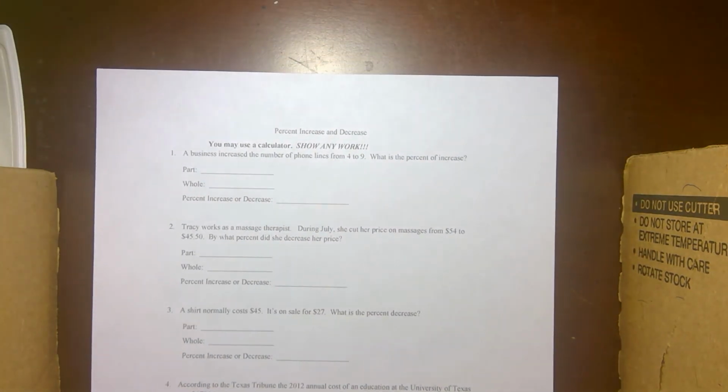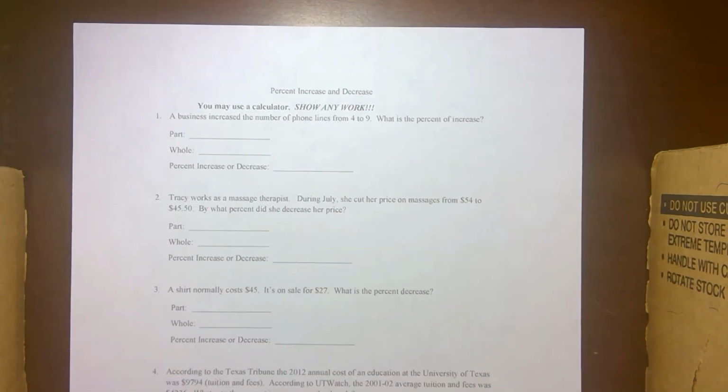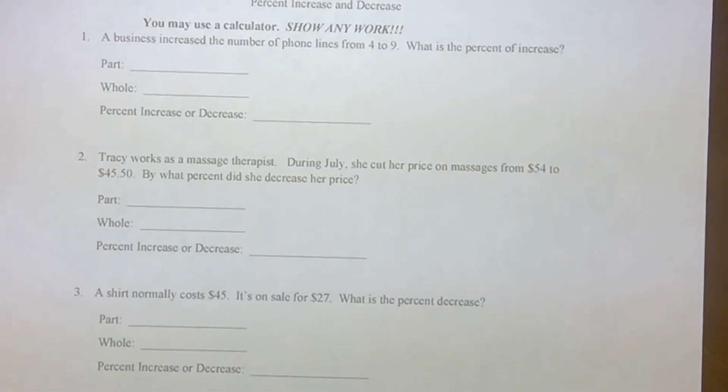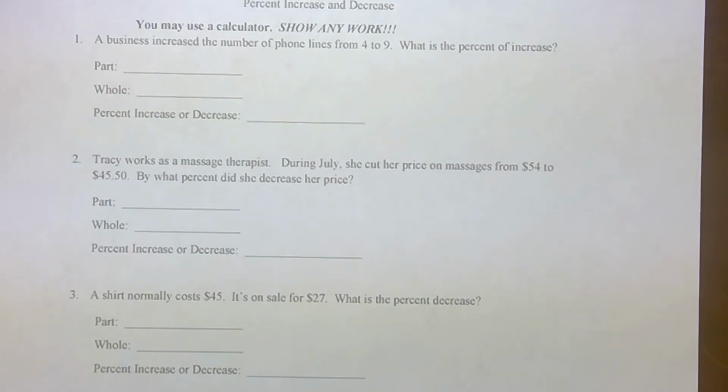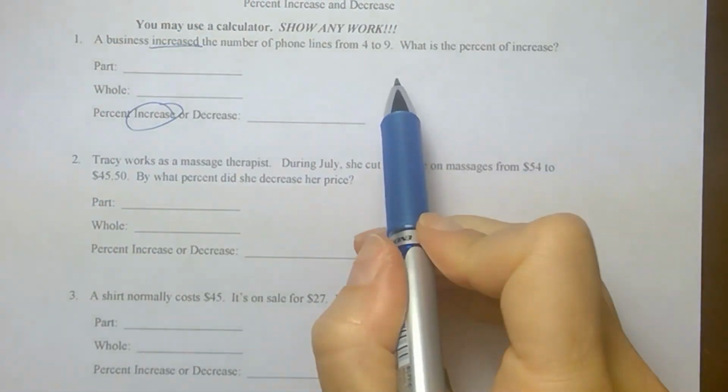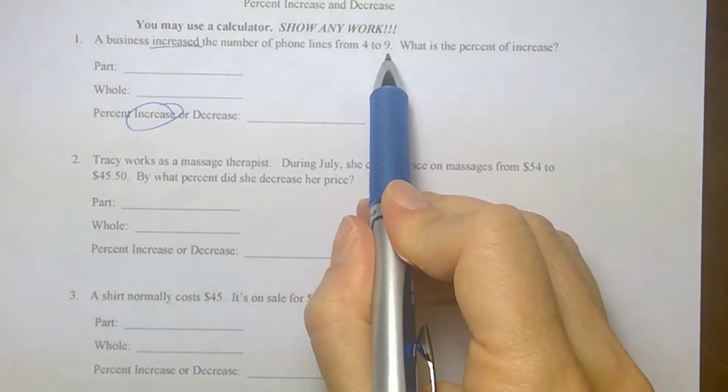We're going to go through the last page together. It's talking about percent increase and decrease, and it sets it up so that it tells you step by step what it is you're looking for. A business increased the number of phone lines from 4 to 9. So we're looking for a percent increase. We go from 4 to 9.